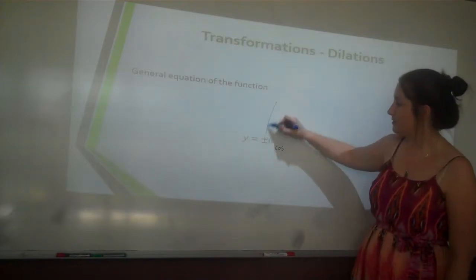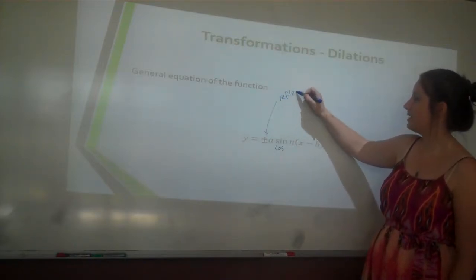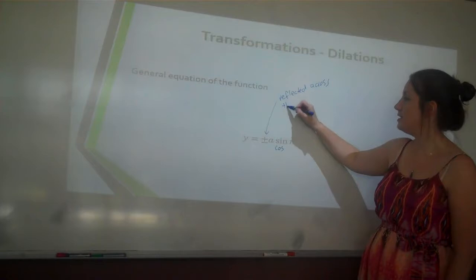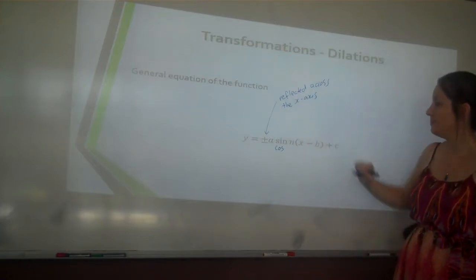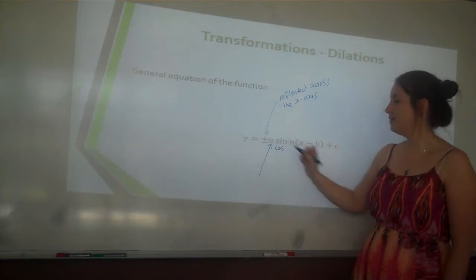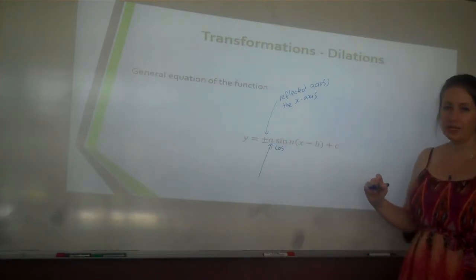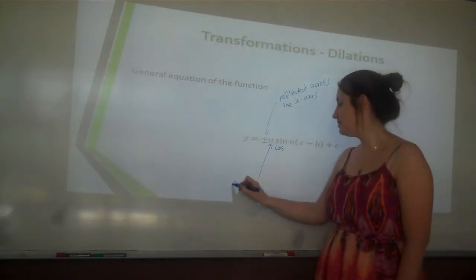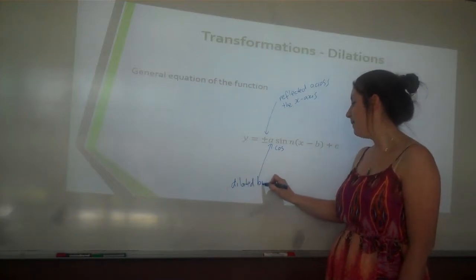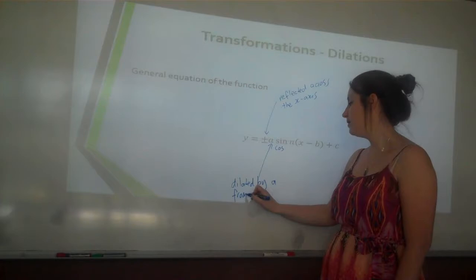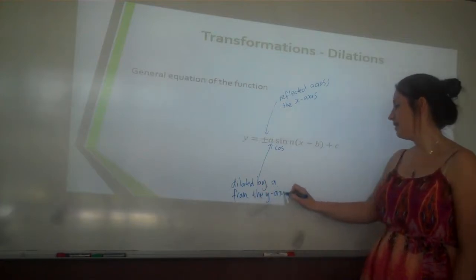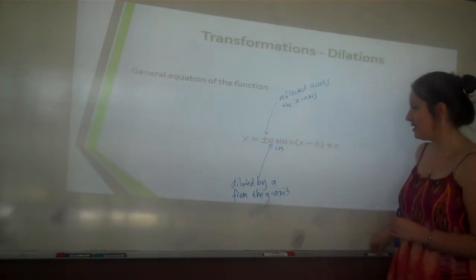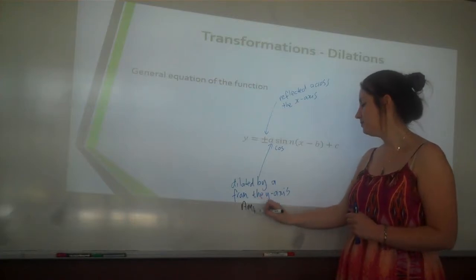The effect of the positive or negative part here tells us if it's been reflected across the x-axis, if it's in front there, because it's affecting the y values. The effect of the a value, when the a is in front of the basic function, affects the y values, which means it has been dilated by a from the x-axis, okay? And when we dilate by a from the x-axis, we stretch it this way, which means we affect the amplitude.